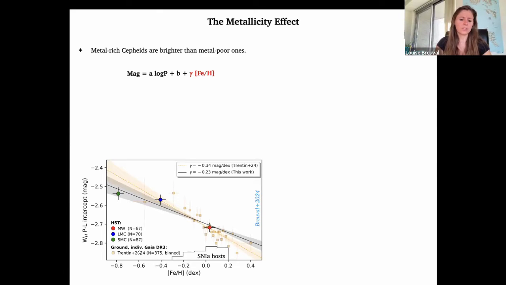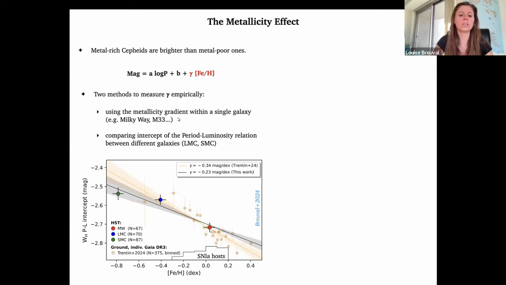Here you have two methods. The first one is in yellow, orange. It's just looking at the Milky Way. As the Milky Way has a gradient of metallicity, Cepheids in the outskirts are more metal poor than Cepheids in the center. So you can use that gradient to infer the metallicity dependence, and you see that trend. So the slope of this relation is really the gamma term.